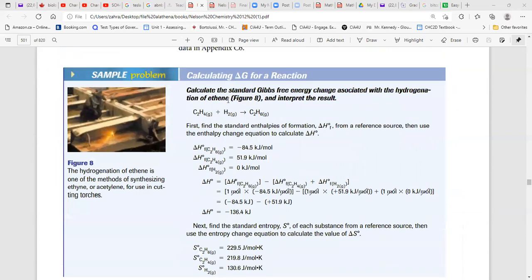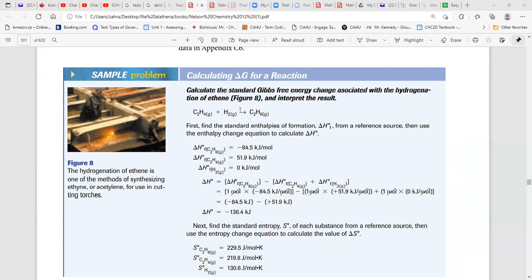Look at this question. Calculate the standard Gibbs free energy change associated with the hydrogenation of ethene and interpret the result. So we go to the back of the textbook to find the delta H of formation of all these compounds. For C2H6 it is negative 84.5 kilojoules per mole. For H2, I know it is 0, because it is a pure element. For C2H4, if you go back and check, it's 51.9. So the products minus the reactants.